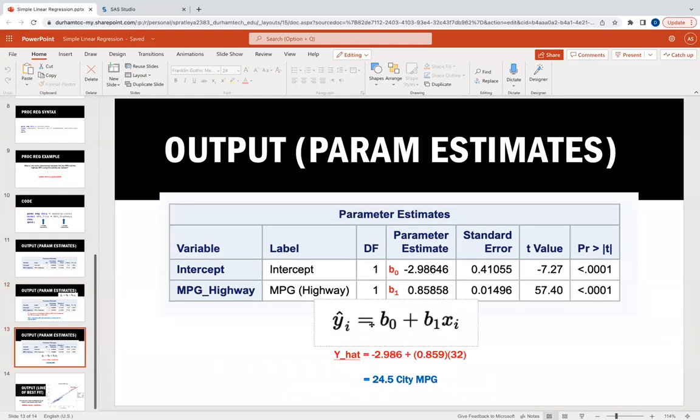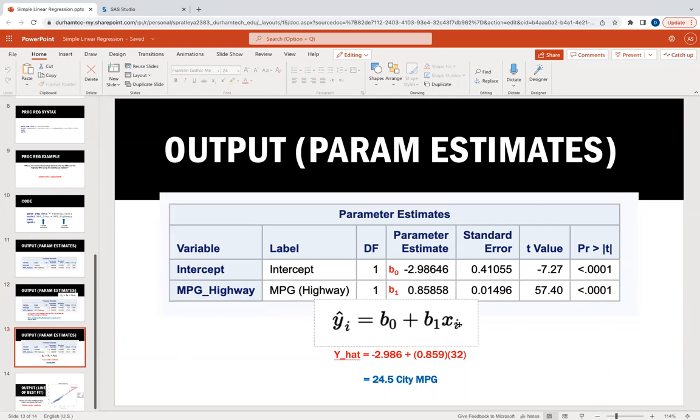So going back to that formula, your predicted Y, which in this case is city miles per gallon, is equal to your intercept, which in this case is negative 2.986, plus your coefficient, or some people think of it as a slope, which in this case is 0.859, times whatever value of X you're looking for.